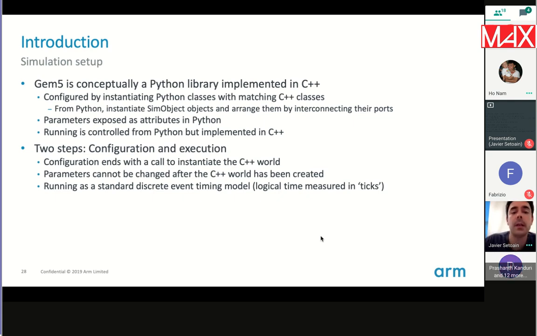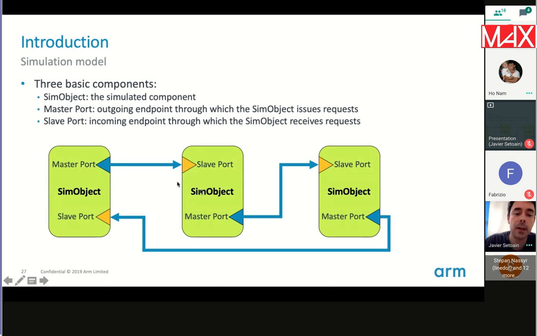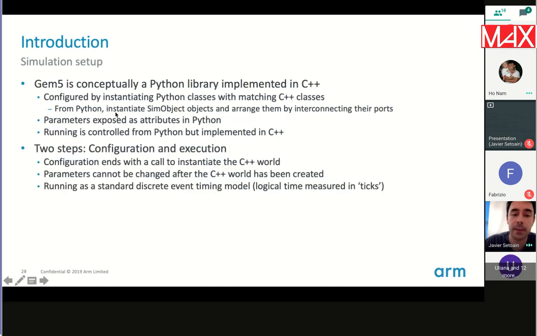Conceptually, Gem5 is a Python library implemented in C++. And then what you can do is, from Python, connect all these components together to build a system that will be simulated. And the simulation itself will be run in native code in C++. Simulators are slow enough without running them in an interpreted environment.